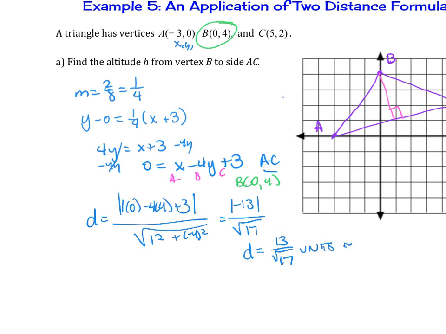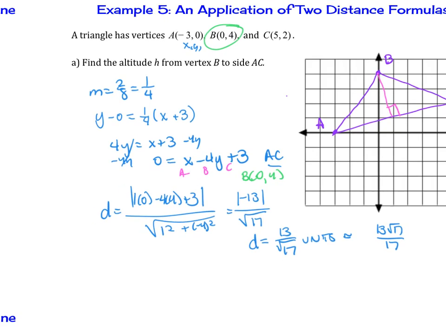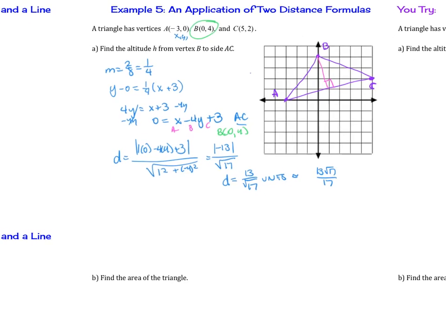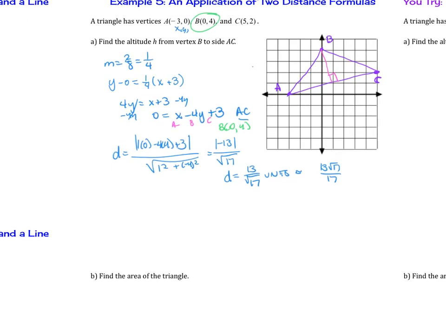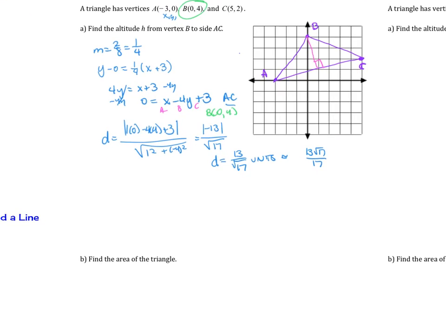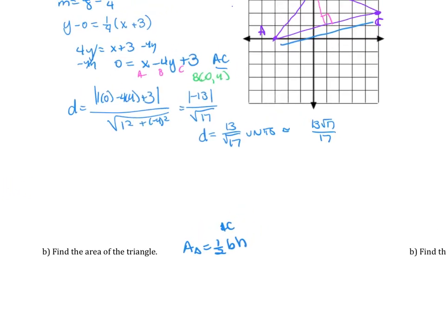is 13 over root 17 units. And of course we should rationalize the denominator. So that's 13 root 17 over 17. Okay, so it's good to have both. Now what we need to do is find the area of the triangle. To find the area, we need to find the distance of AC. Remember, the area of a triangle is 1/2 the base times the height. Our base in this case is AC, so we need that length. We already know the height is 13 over root 17. So let's find that length.